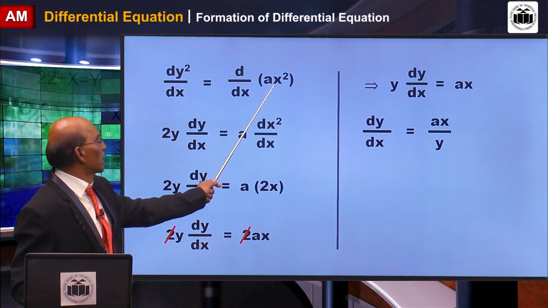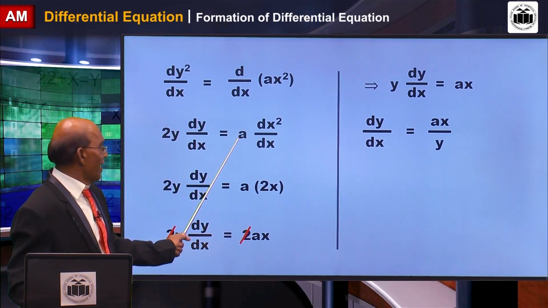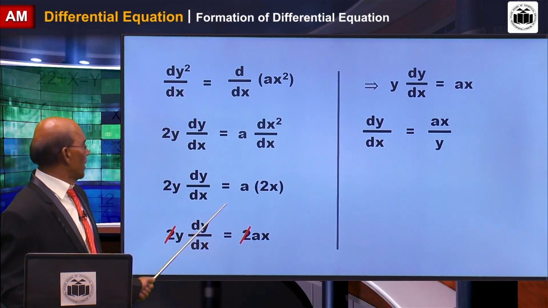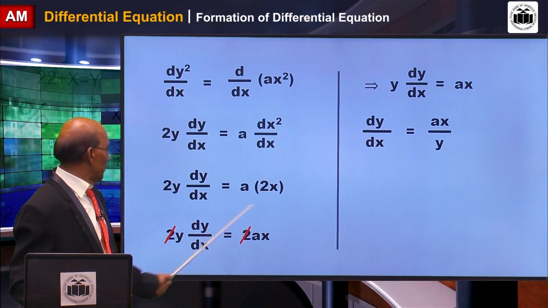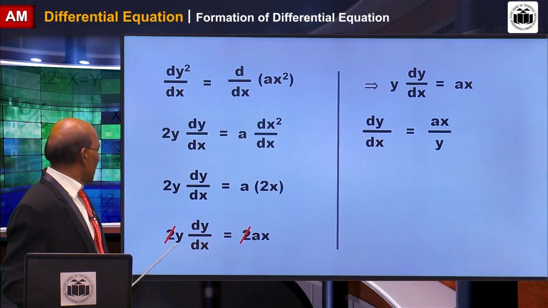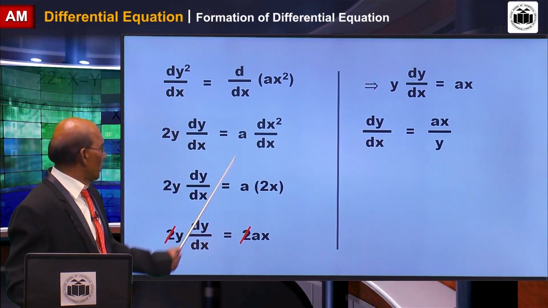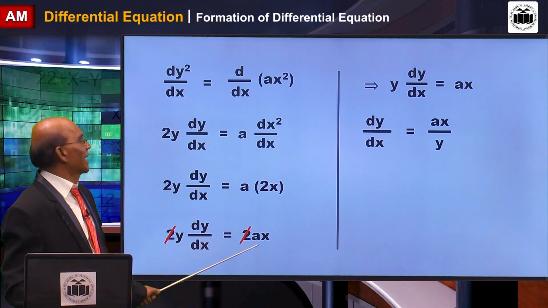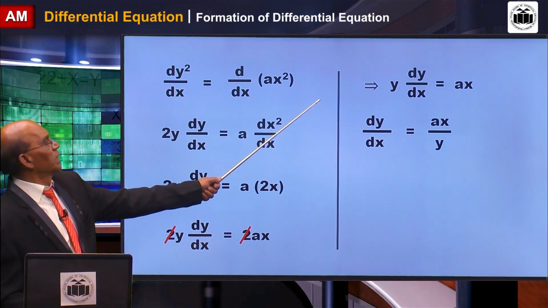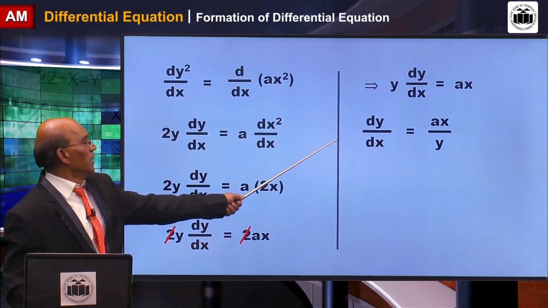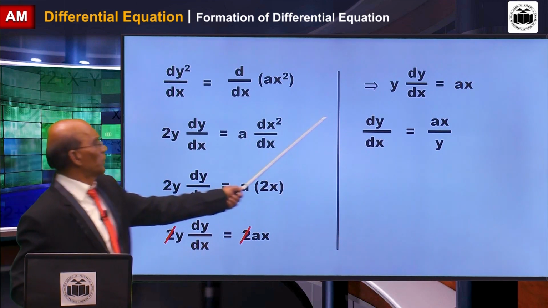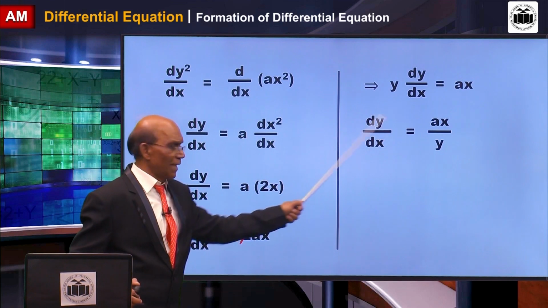equals d by dx of ax, as we earlier applied the rule, a into d by dx of x. So that is 2y dy by dx equals 2ax. Now the 2 gets cancelled, and we get y dy by dx equals ax. So y dy by dx equals x, and from this dy by dx equals x upon y. These are very useful values for the future steps.